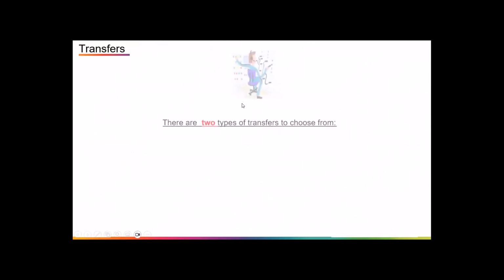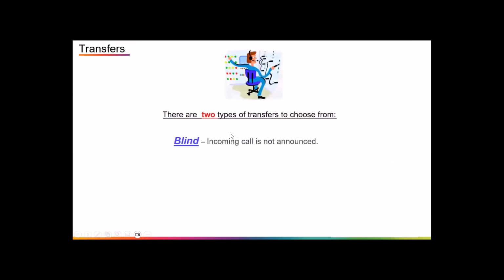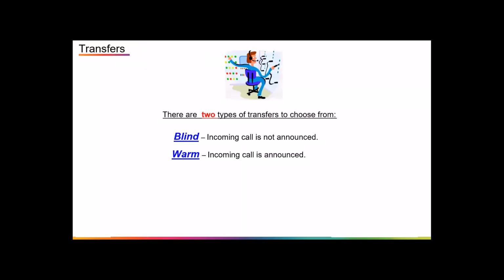Now we do have two types of transfer. First is blind or cold transfer. So that is a straightaway transfer without any announcement. And then number 2, we have warm or announce or attended. So it is where you would need to speak to the receiving end first, announce that you have someone on hold that you're about to transfer before you patch the call over to them.